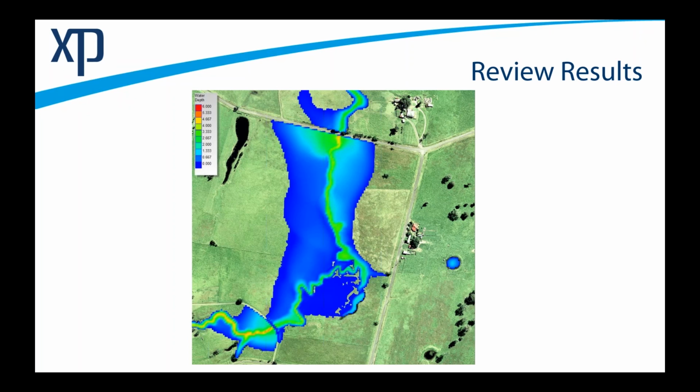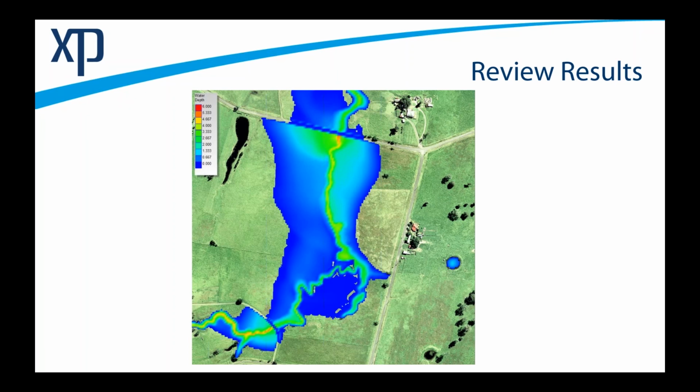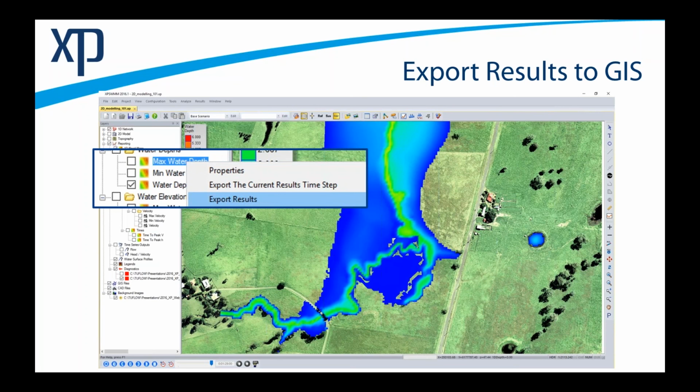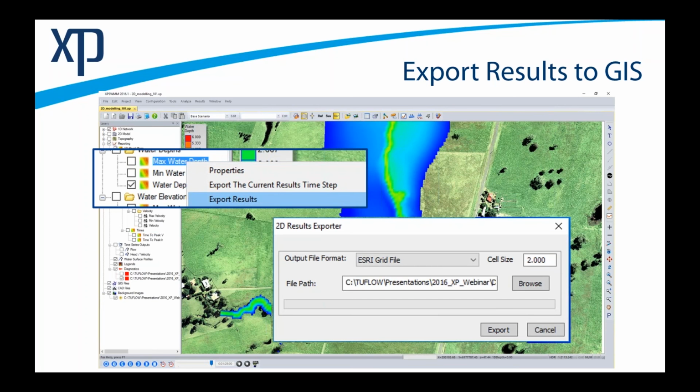It's a very simple process. It's a matter of just selecting the result dataset you wish to export, choosing export results, setting a file path. And there's a variety of options there. You can export it to a GIS file. Here I'll be exporting it to an Esri grid file at a 2 meter cell resolution. So lots of available options within that output file format. I believe we're looking to add some more in the future as well. But you've got your generic ones there that most packages use, so that's good.